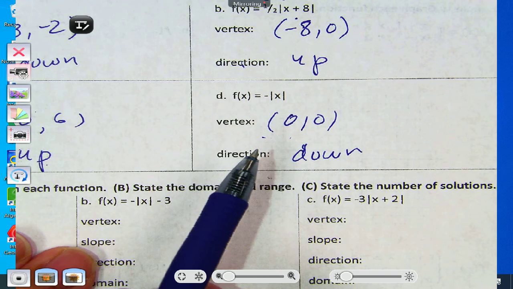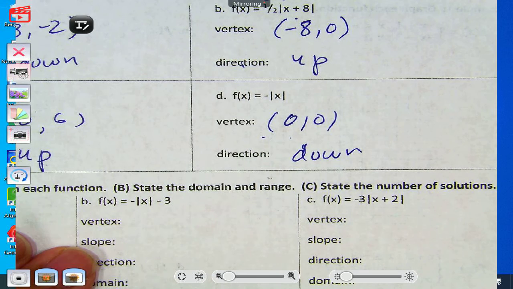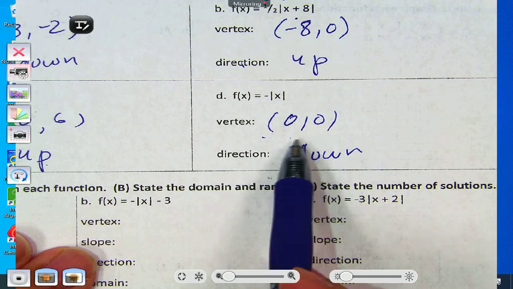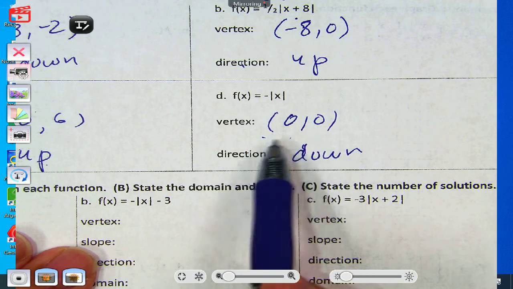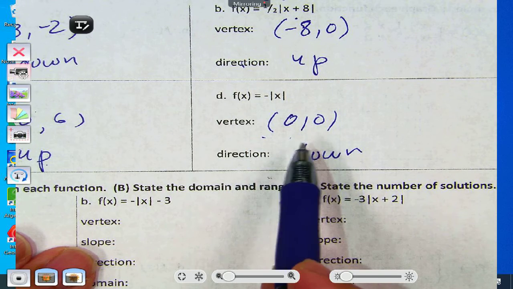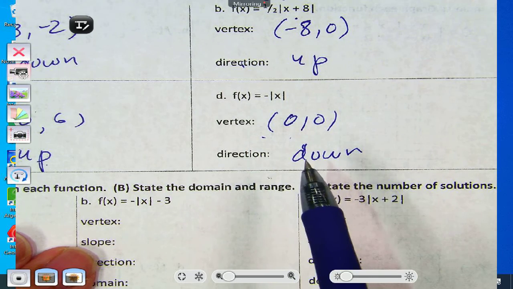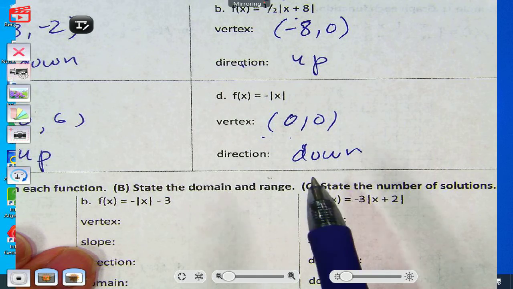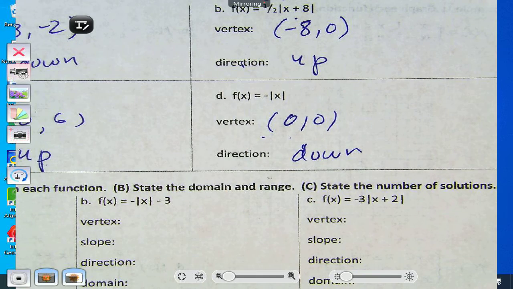If we just put 0 on the vertex, would we get 1 off? Yes, because the vertex is an ordered pair. Okay, the vertex is an ordered pair. Unless you wrote origin, then I will take that. But not a simple 0. All right, moving on.